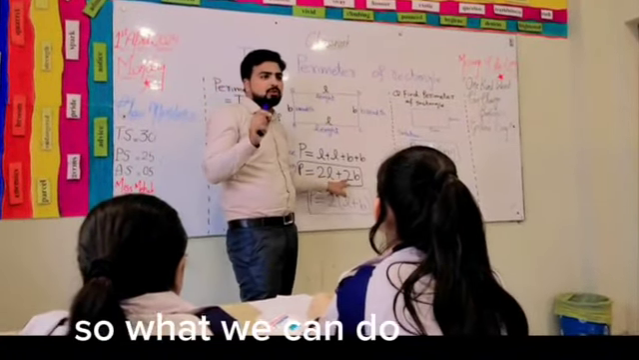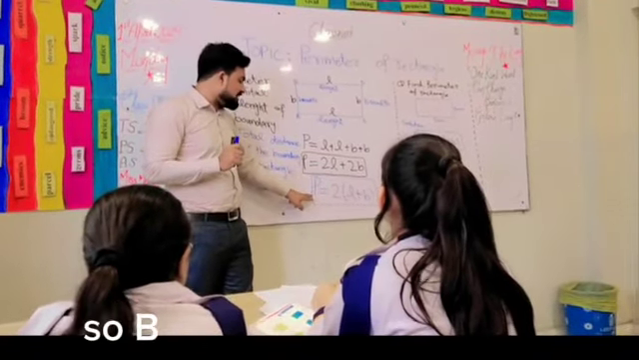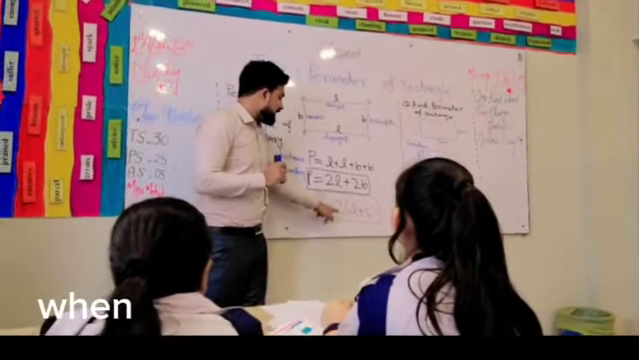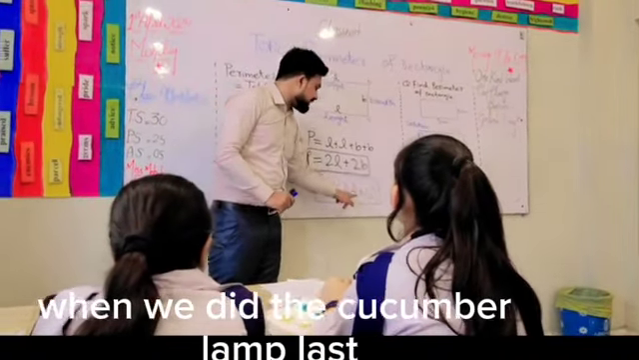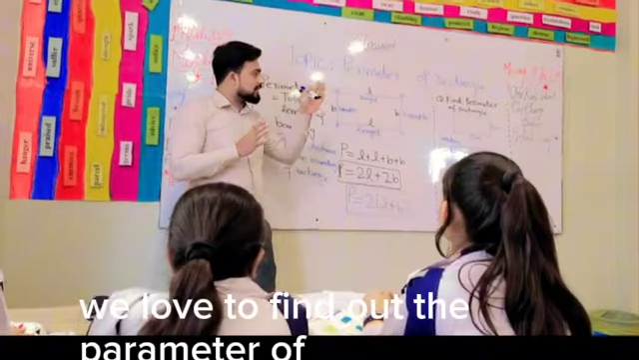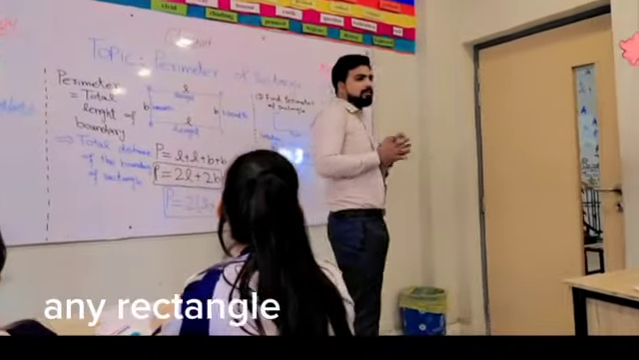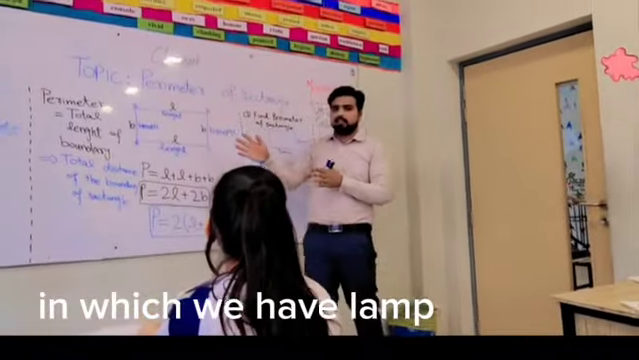Now we can take the 2 as common. So P is equal to 2, and when we take the 2 common, length plus breadth. So this is the formula to find out the perimeter of a rectangle. We can use this formula to find the perimeter of any rectangle in which we have length and breadth.